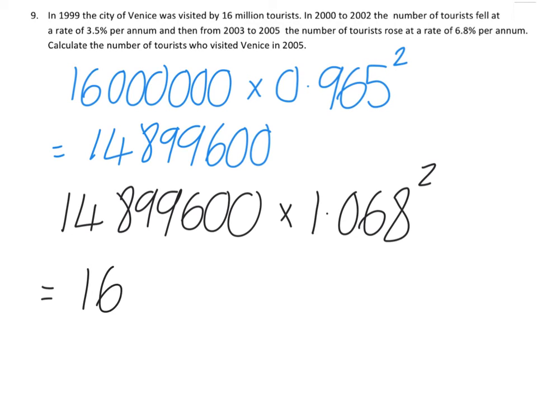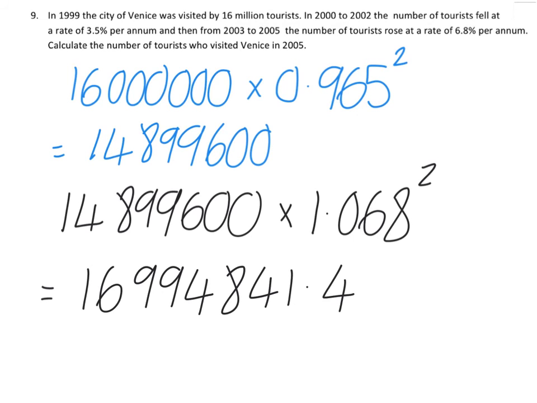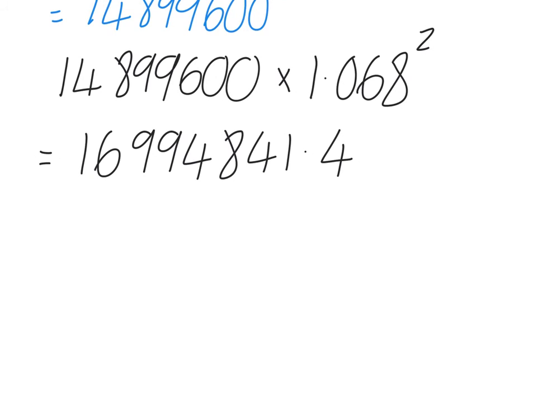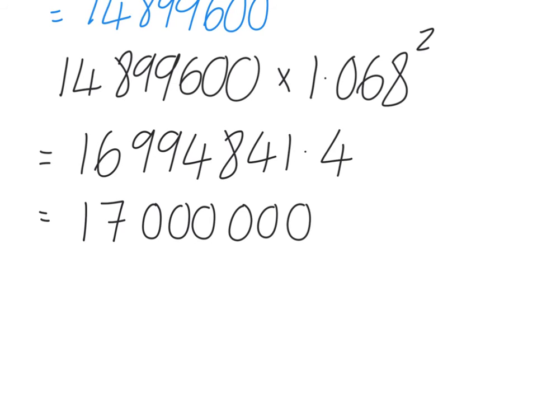So from our calculator we get 16,994,841.4. So if we then approximate that value, we can say that the number of tourists visiting Venice in 2005 is 17 million. That's our answer and the end of the question.